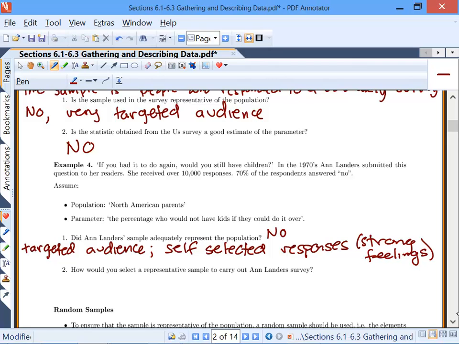So what is something that you could do to get rid of that self-selection and maybe that targeted audience? Go out and talk to people. Okay, go out and talk to people. So to be more specific, we would want to talk to everyone, right? Not just her readers, but we'd want to talk to all types of parents. Okay, any other thoughts? Like the answer to the question, just yes or no.